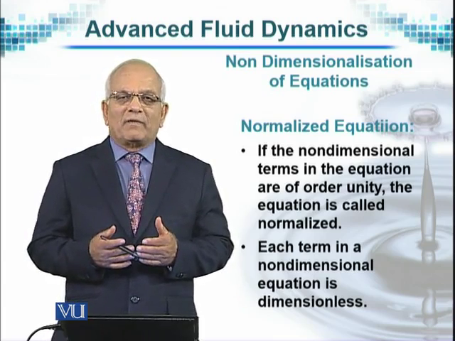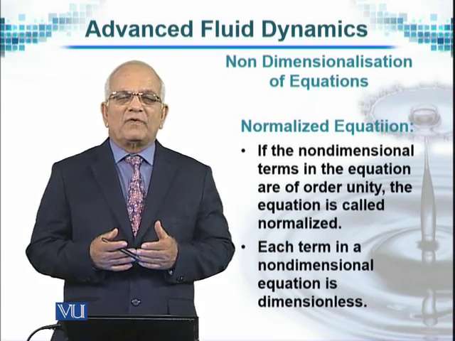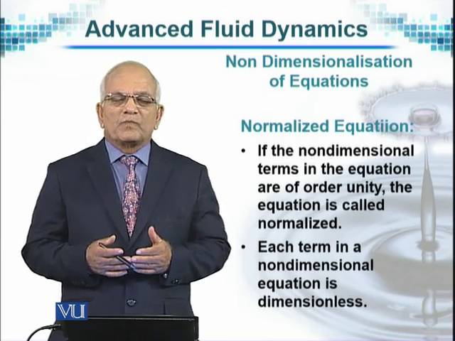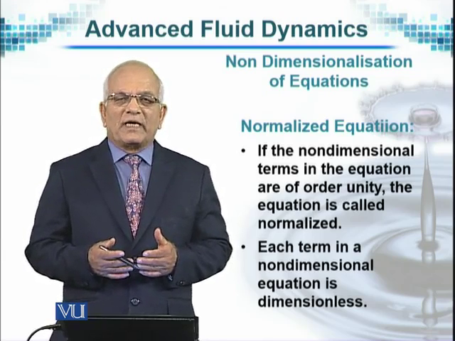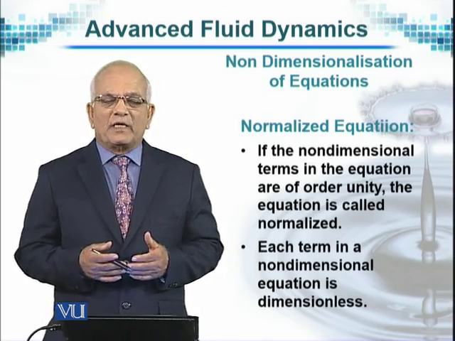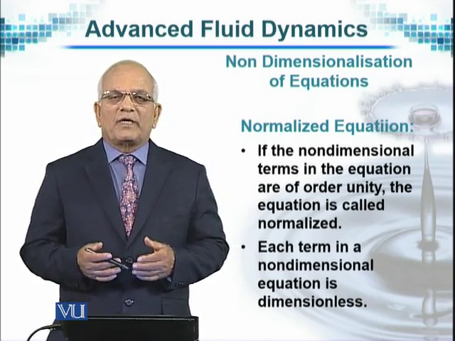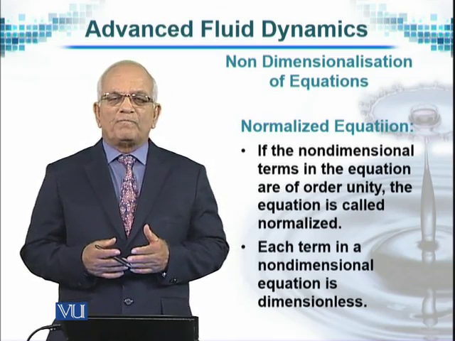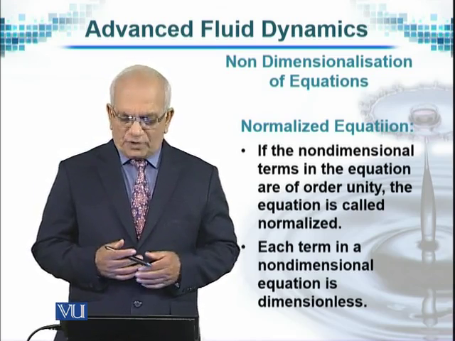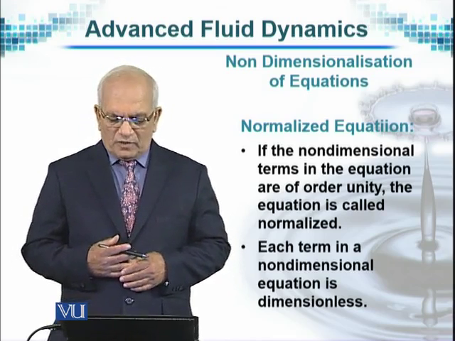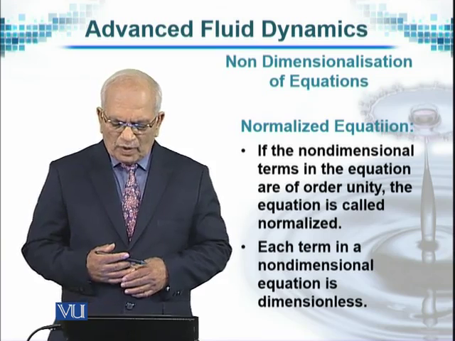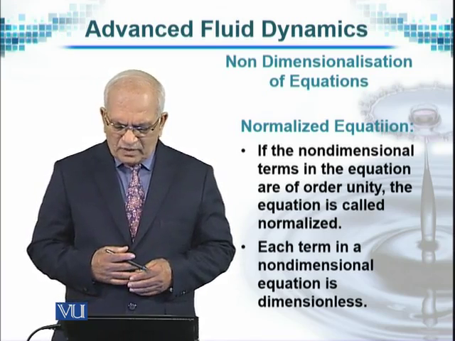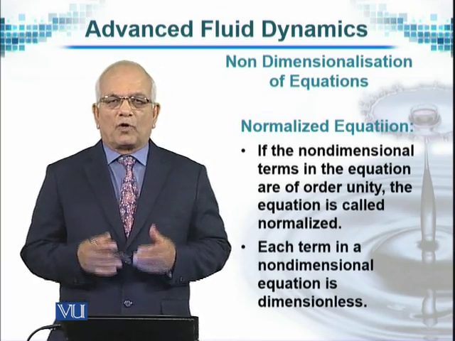By normalizing them, it means that we will have a uniform dimension or no dimension at all, and just a number. And for that, we divide each term of the equation by certain variables that are appropriate to the fluid flow as well as to the equation, and then we obtain the normal equation. If the non-dimensional terms in the equation are of order unity, the equation is called normalized.